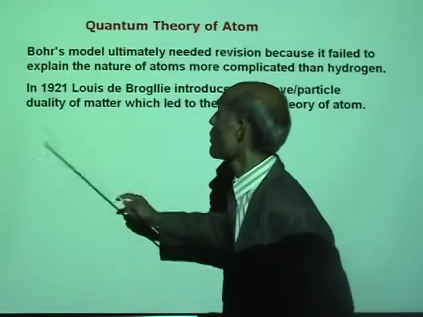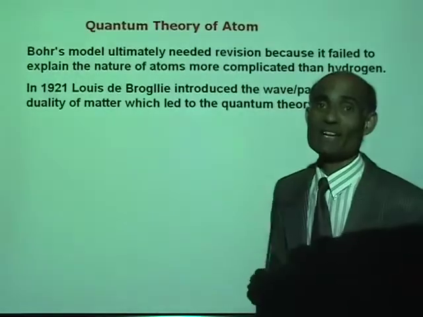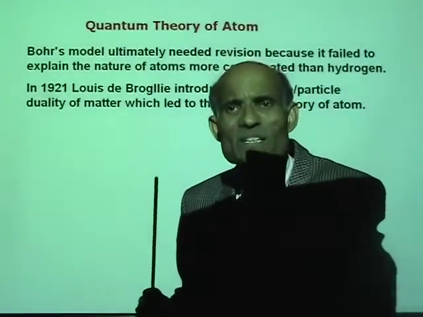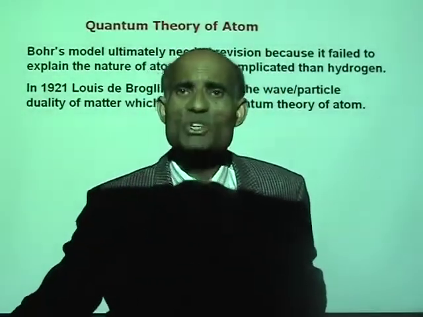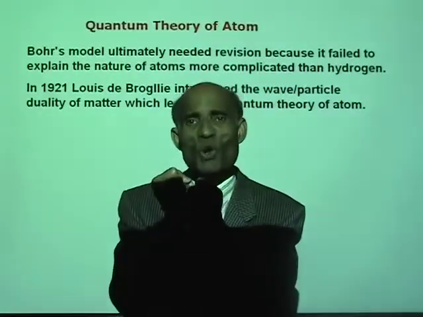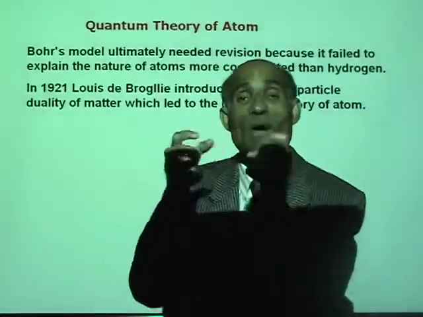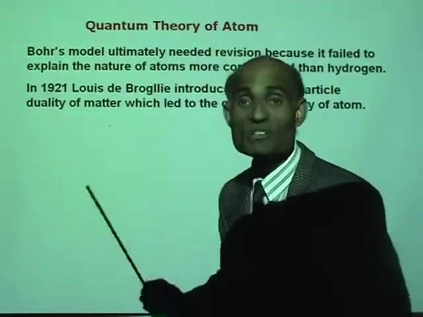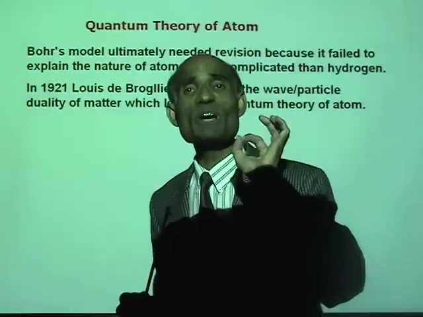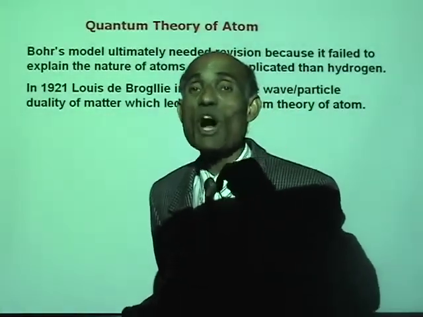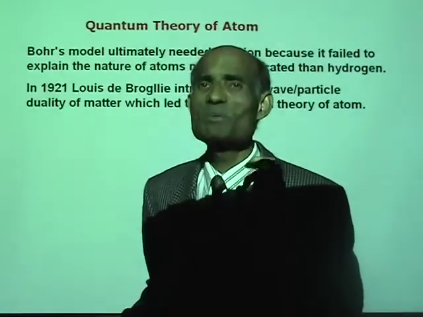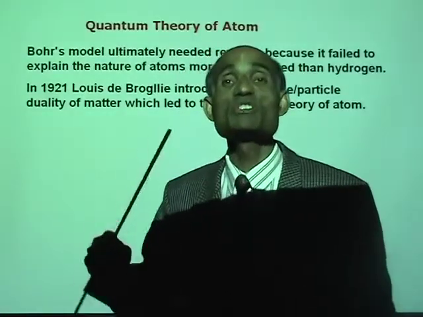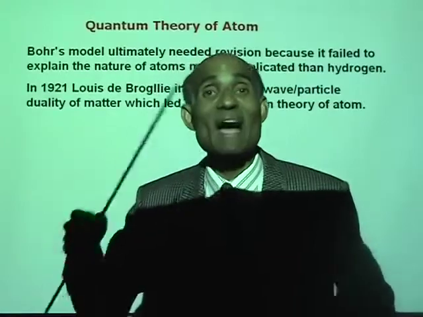In 1921, Louis de Broglie introduced the wave-particle duality. We just talked about it a bit in yesterday's class. Wave-particle duality. It means a particle behaves like a wave and a wave behaves like a particle. You see, it is Louis de Broglie who actually introduced that. You know, he was only 22 years old when he got his PhD in physics. And his PhD thesis was just one paragraph. One paragraph. And that is the particle-wave duality.